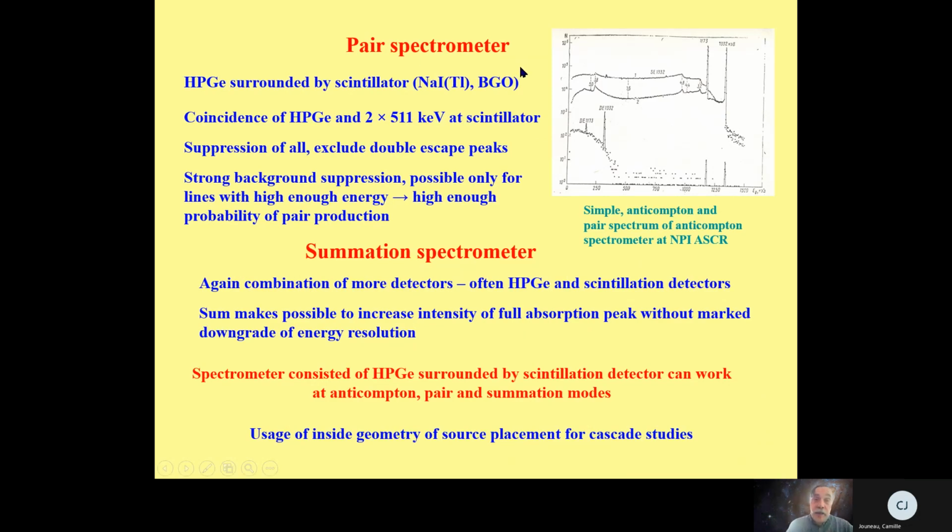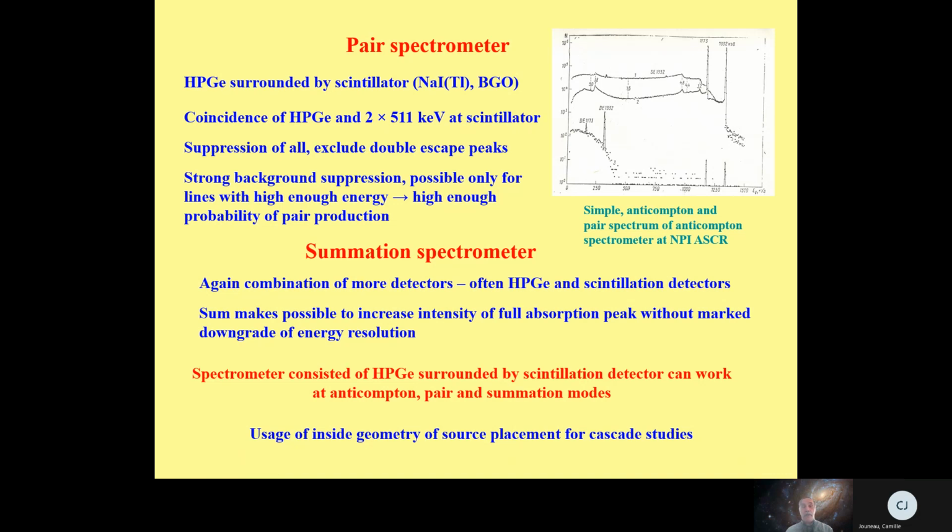Okay, the same type of detector, the same combination of semiconductor detector and scintillators, it's possible to use also as a pair spectrometer. In this case, we are checking coincidence between this gamma detected in this semiconductor detector and two gammas which will have 511 keV in the scintillator.